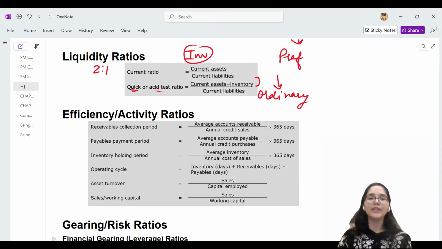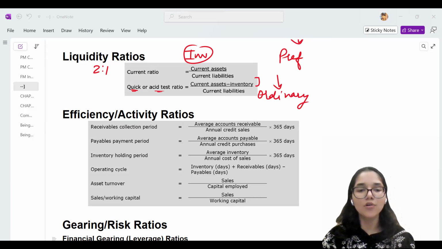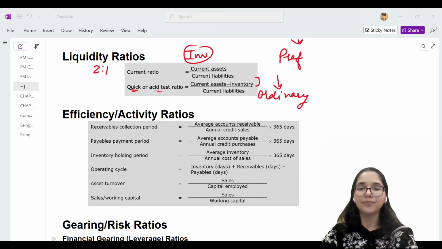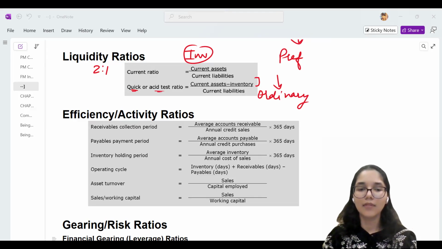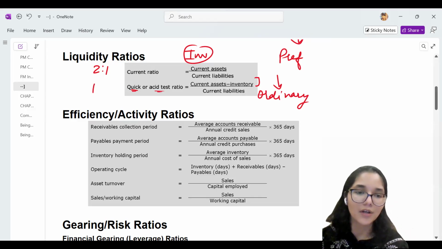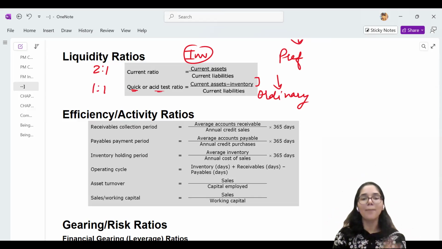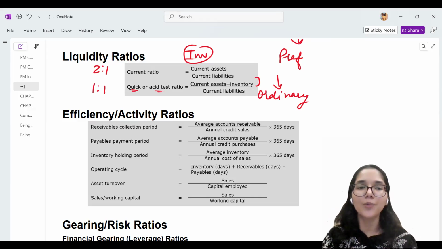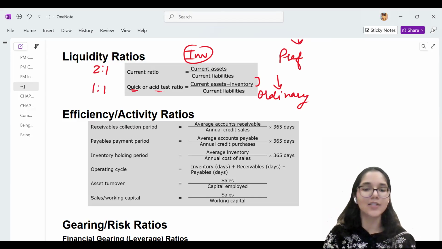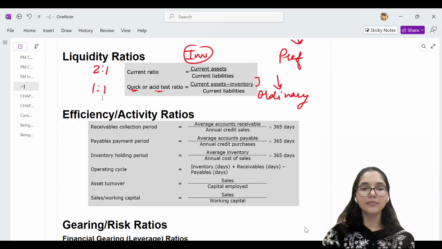Now, do you people know the ideal ratio for this one? What's the ideal current quick ratio or the acid test ratio? Yes, the answer for this is 1 is to 1. So if it is 1 is to 1 for a company, that means the company has enough capacity. It is sufficient to pay its current liabilities on time. So these are the liquidity ratios. Any queries still here? You're all with me?